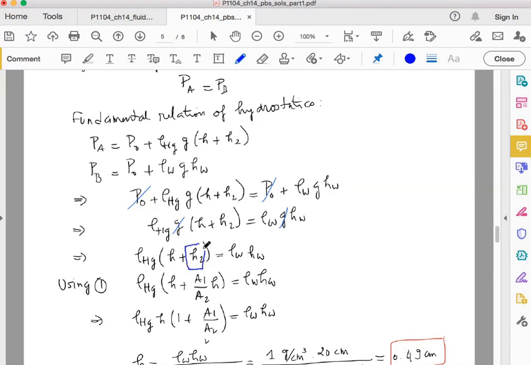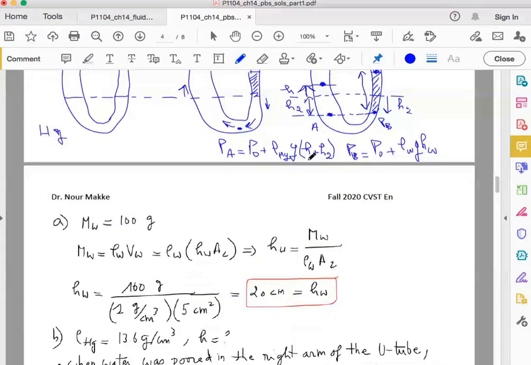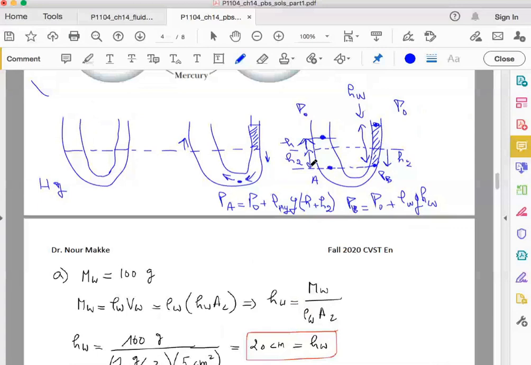Now the problem here is that we do not have H2, we do not know its value. We introduced H2 personally just to say that here above, in addition to H, we have H2. How do we get H2? We need some equation that relates what happens on the left and the right arms in the tube. What do we know? The effect of the water, what did it do?